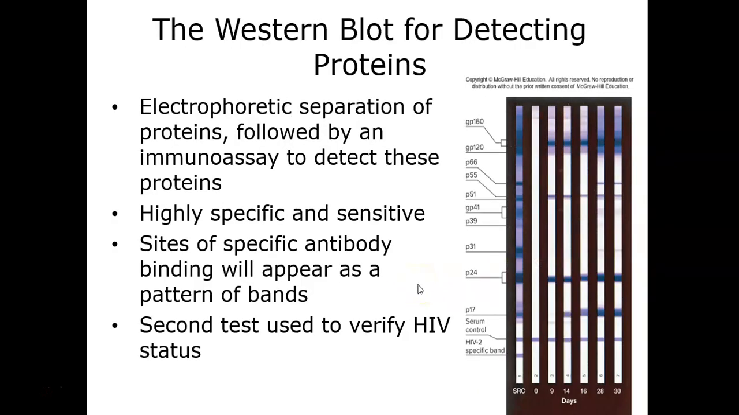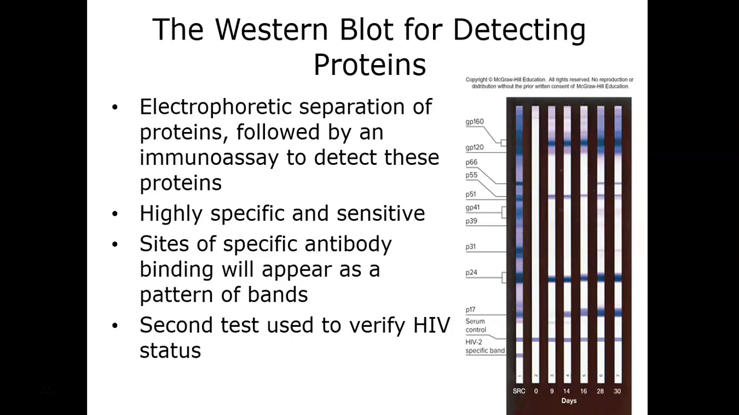We also talk about the Western blot. The Western blot is a confirmatory test for things like HIV. Typically what you would do first is what they call an ELISA test, and we'll talk about ELISA in a little bit. But to confirm that, we would do what's called a Western blot.